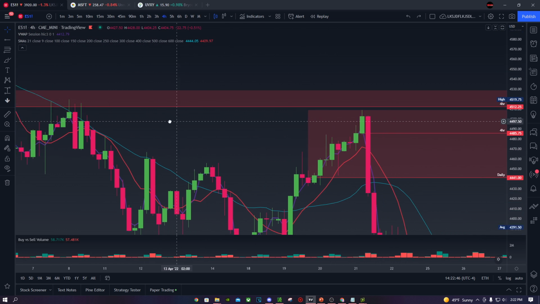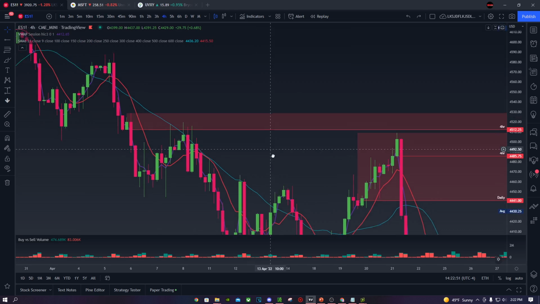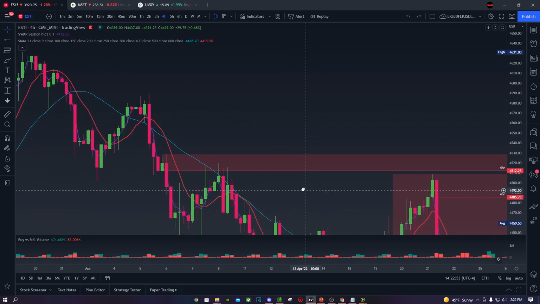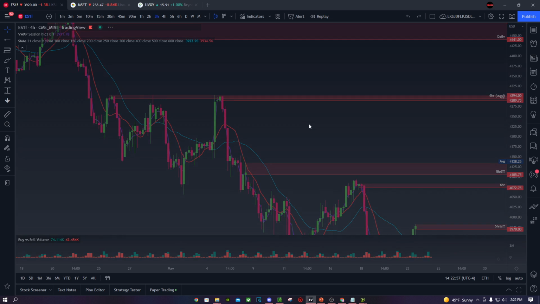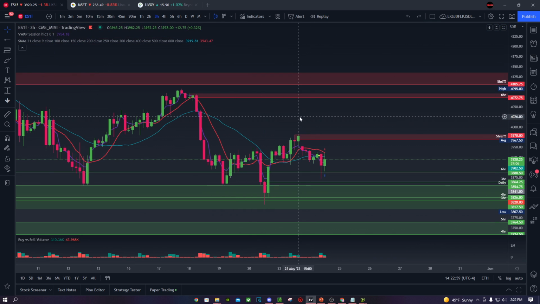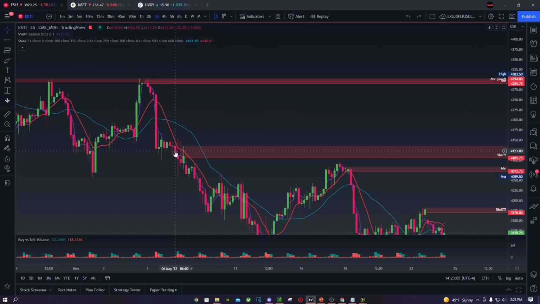You see we rejected here, almost rejected there, but didn't. But we rejected a lot right here. So it's a solid zone. So now let's move to 3 hour. Look from recent, no real supply over here. Nothing over here.